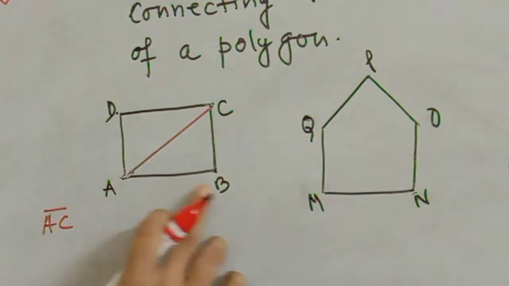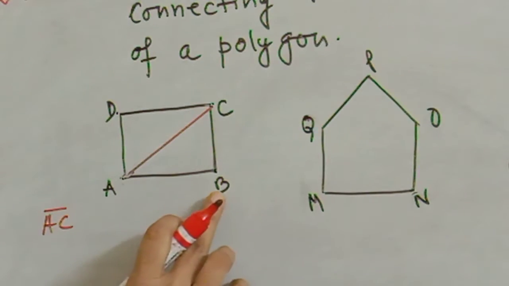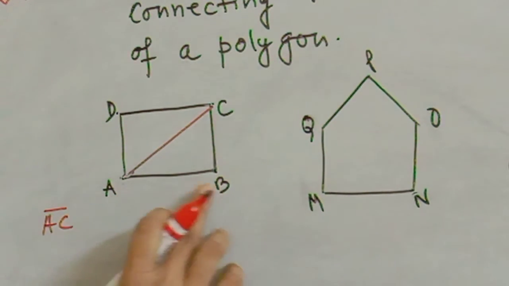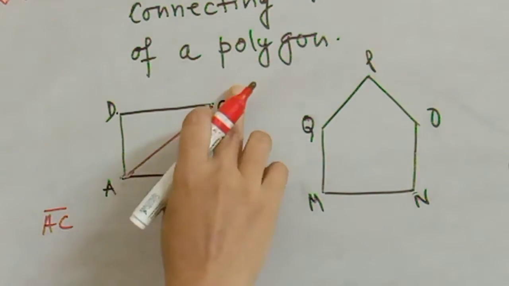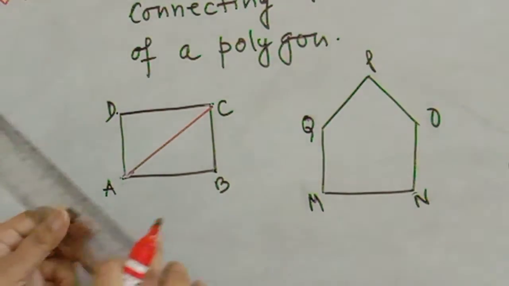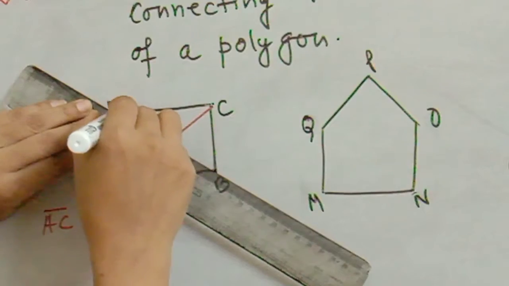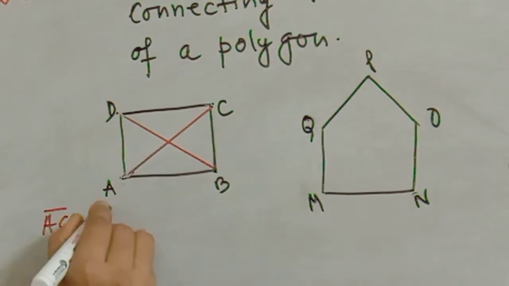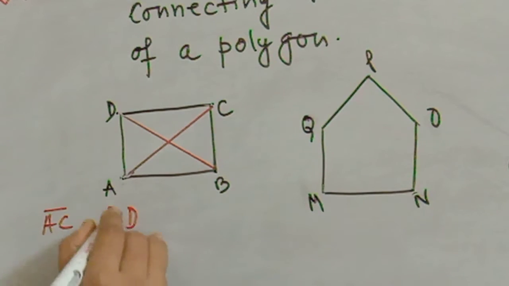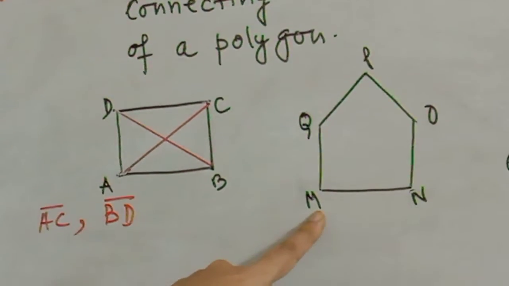B and D are the consecutive vertices from A. Now think from B. A is a consecutive vertex of B, and C is the other consecutive vertex of B. So D is the only non-consecutive vertex from B, to join BD. So these two are the diagonals of quadrilateral ABCD. Okay.